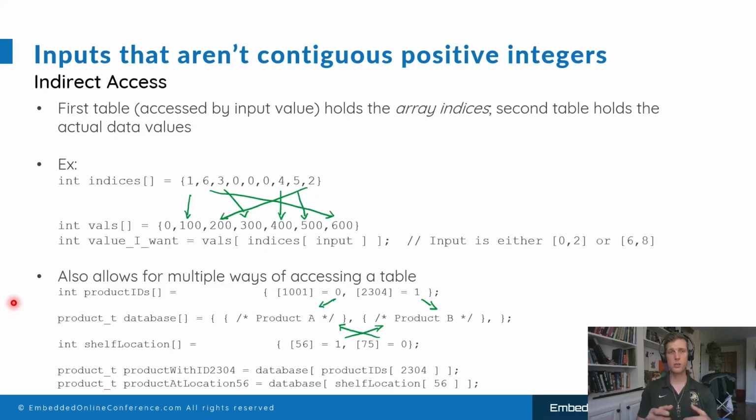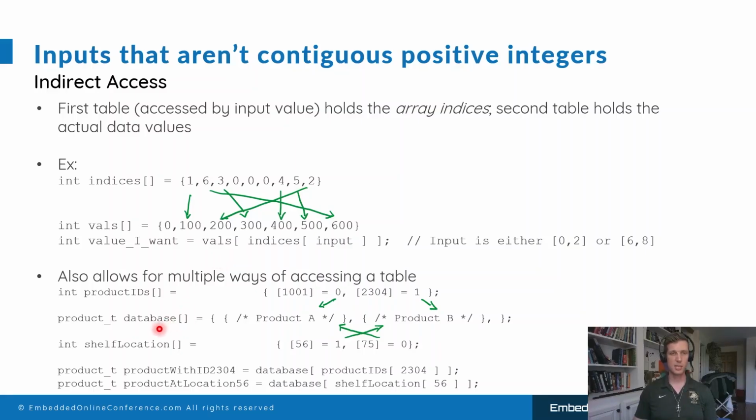Another alternative is to look up values in my table indirectly. So I'm going to have two lookup tables actually, one that contains the array indices that point into the second lookup table where I get my actual values. And you can see how I might use that here to get my input first to the first lookup table to get the correct array index, and then access the data that I need in my second array. This is most useful if I have an array of structs that are really large.